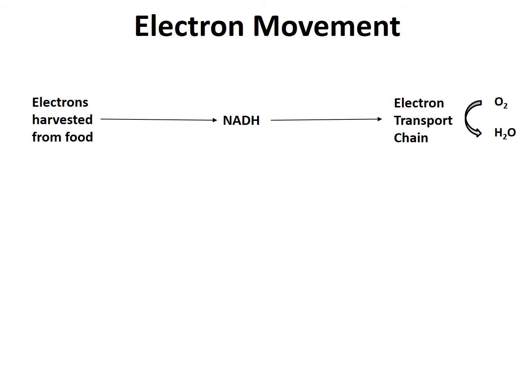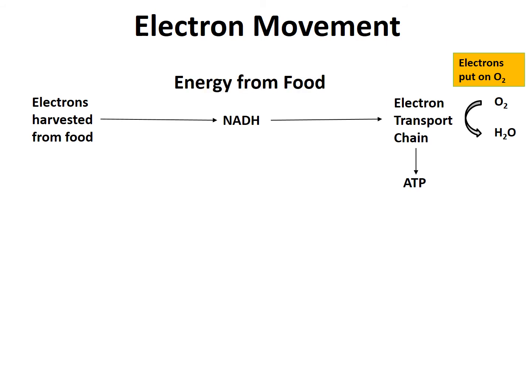So electrons are harvested from food. We dump them on NADH and we take the electrons to the electron transport chain where oxygen is reduced to water. Okay, we spent a lot of time talking about that. Electrons are dumped on oxygen to make water. And we make ATP from the electron transport chain. That's how we get energy from food.